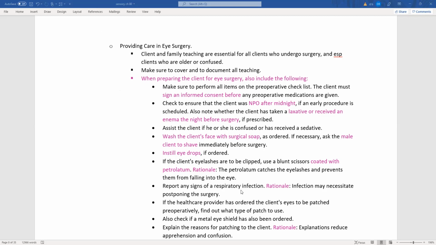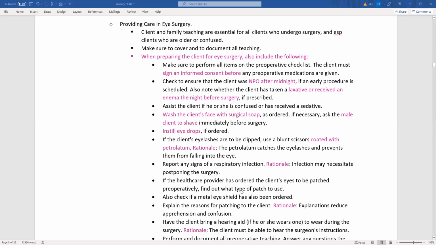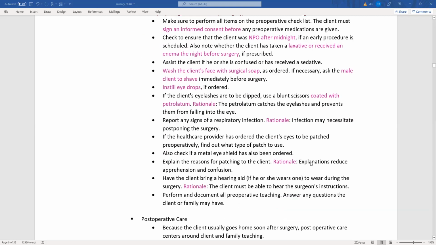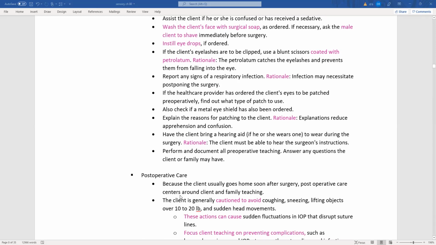If the healthcare provider has ordered the client's eyes to be patched preoperatively, find out what type of patch. Do they need a single patch? Do they need the metal patch? Or are both eyes going to be patched? You need to find that out, and let the client know as well. Explain the reason for patching to the client so you can reduce apprehension and confusion. That's the rationale behind it. Have the client bring a hearing aid to wear during the surgery. Rationale: the client must be able to hear the surgeon's instructions. So you want to perform and document preoperative teaching and answer any questions the client or family may have.